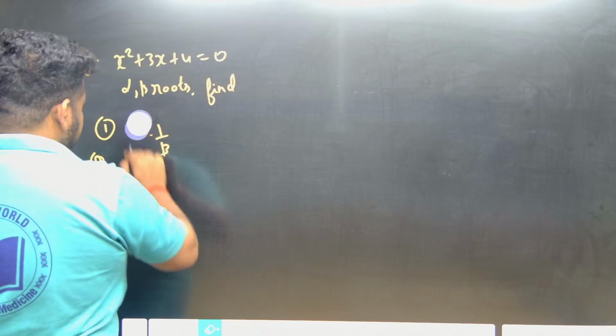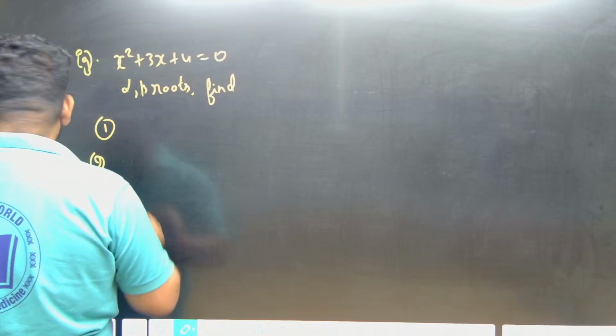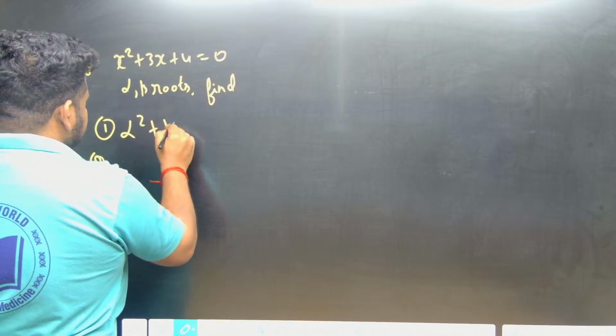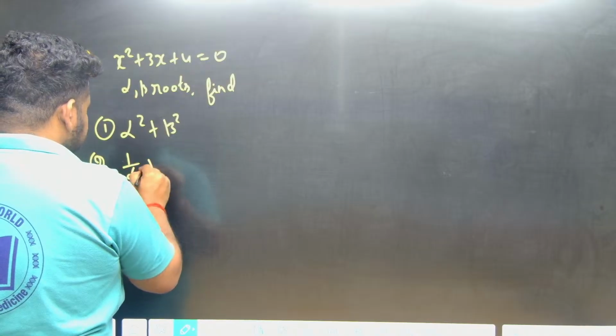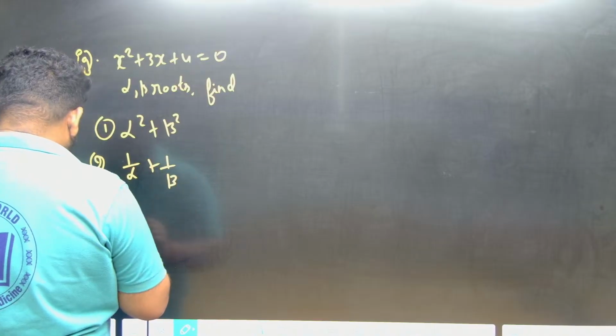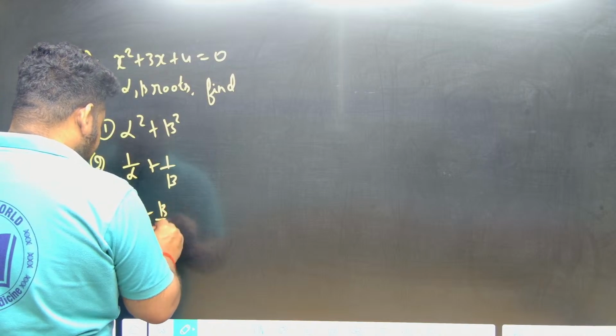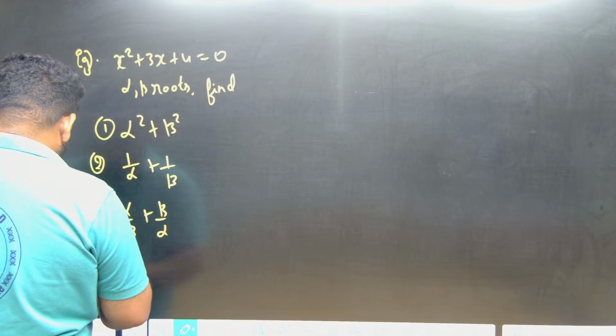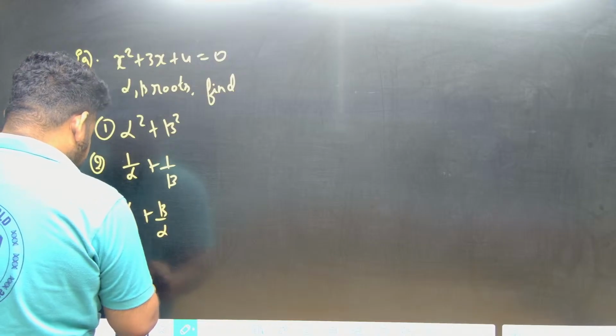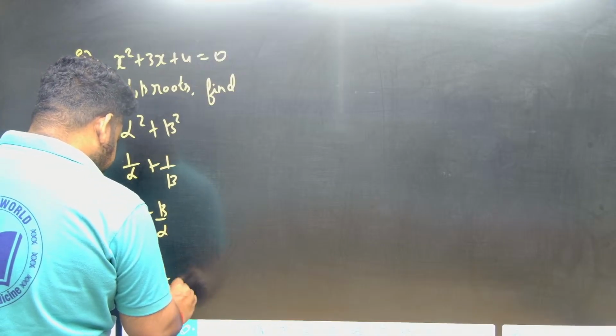Second question is they are asking us to find alpha square plus beta square. Third question they are asking us to find is alpha by beta plus beta by alpha. Fourth thing they are asking is 1 by alpha square plus 1 by beta square.